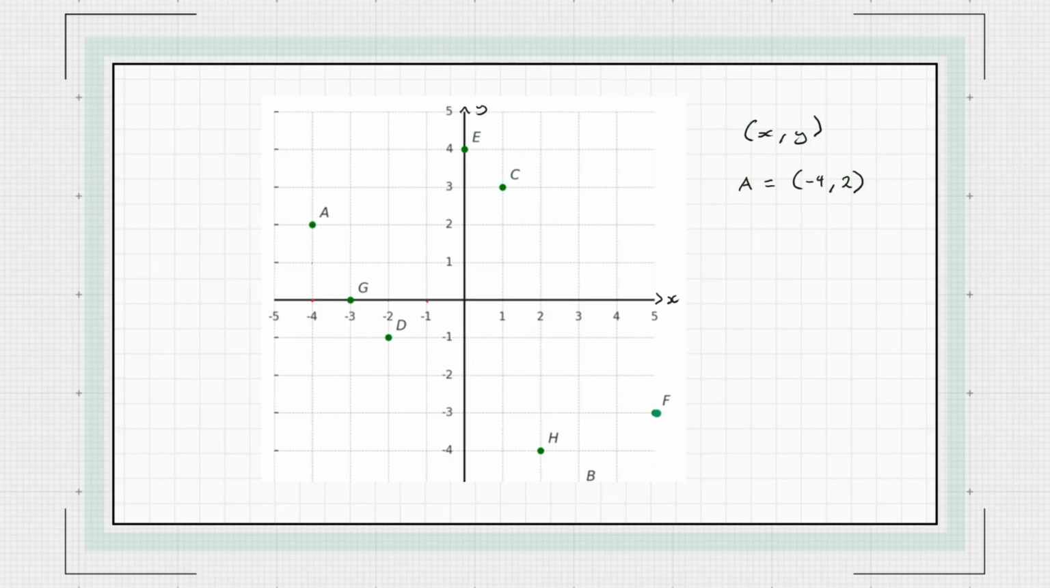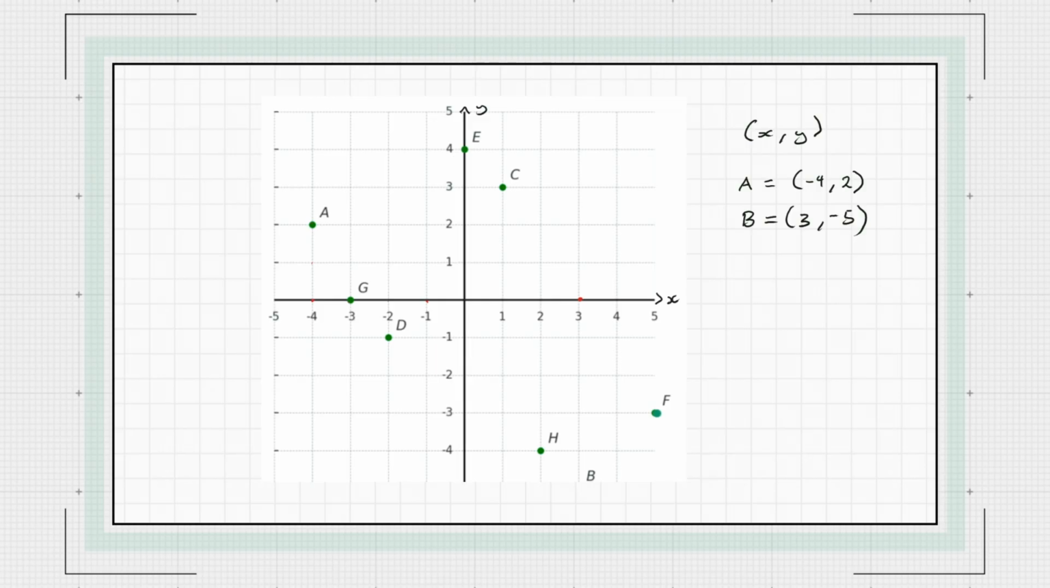Alright, now let's look at B. So B is all the way along at 3, and then it is simultaneously at -5 in terms of height. So we can write for B, that B is equal to 3, -5.